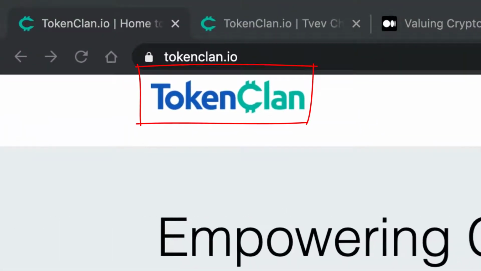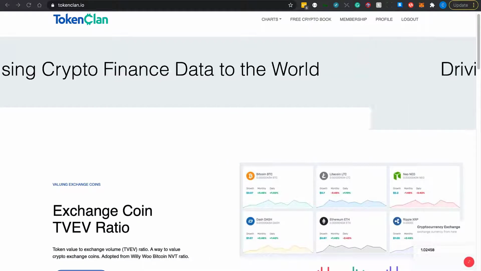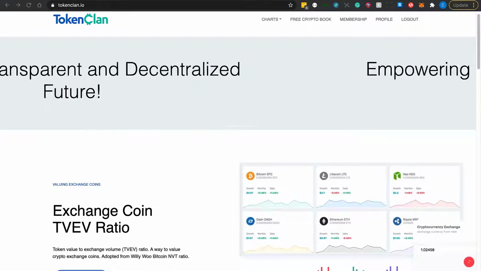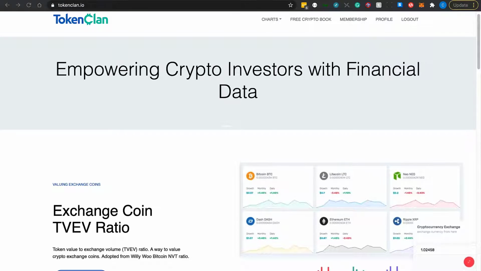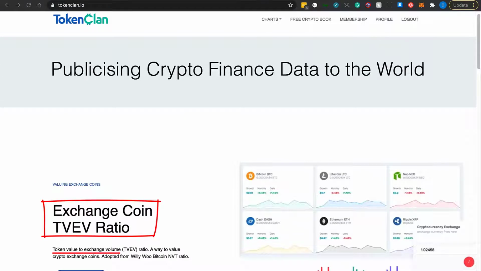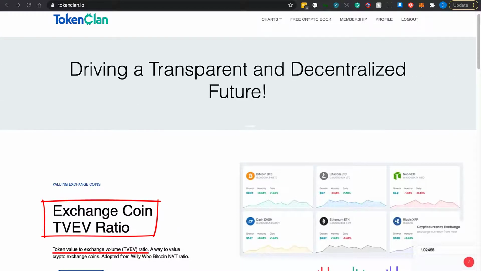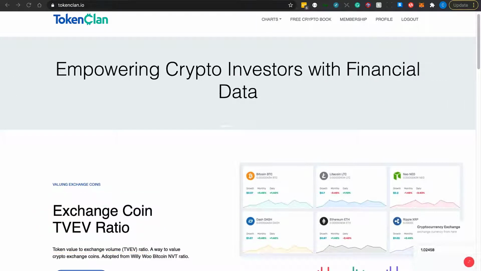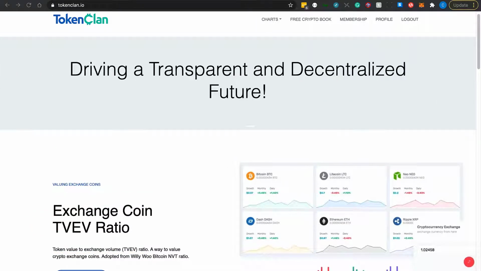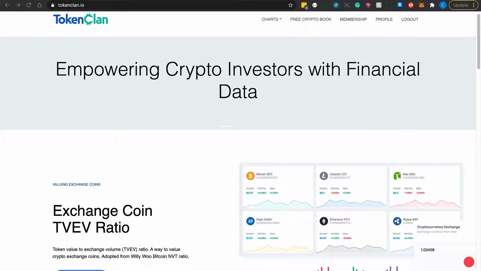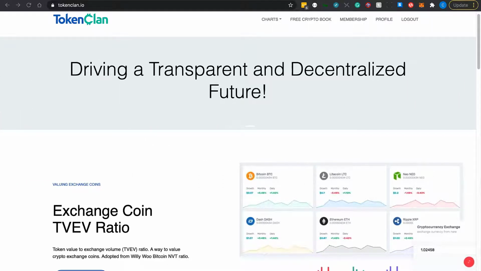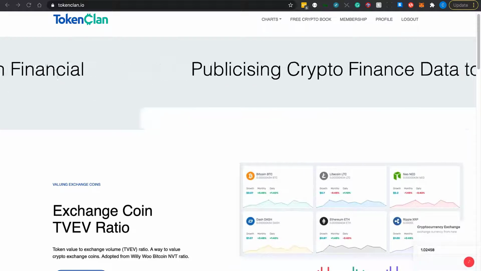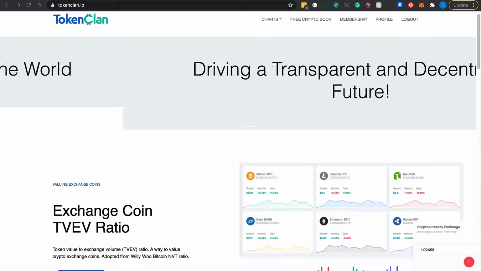My name is Charlie. In the last episode of the Crypto Assets for Passive Income series, I introduced an important ratio indicator called the TVEV Ratio, or Token Value to Exchange Volume, which measures the current token price value to the 24-hour exchange volume. This ratio is great in determining the current market sentiment of the cryptocurrency exchange with respect to its transactional volume, a good indicator of its potential profitability.